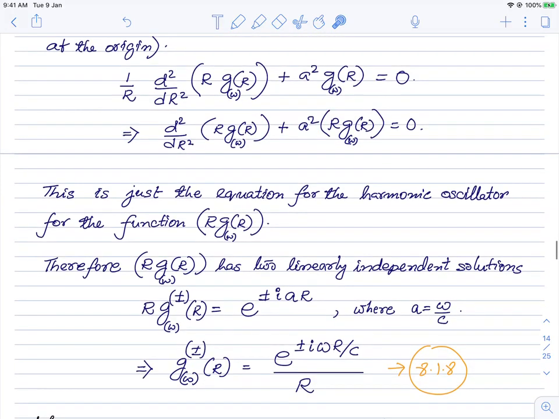So r times g would admit solutions like e to the power plus minus i a r. Again, a is basically omega by c, plus or minus, and I have taken the plus minus sign into account here. Okay, so that's very good.